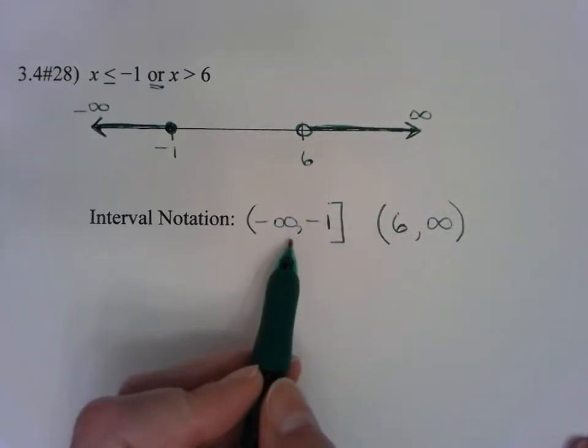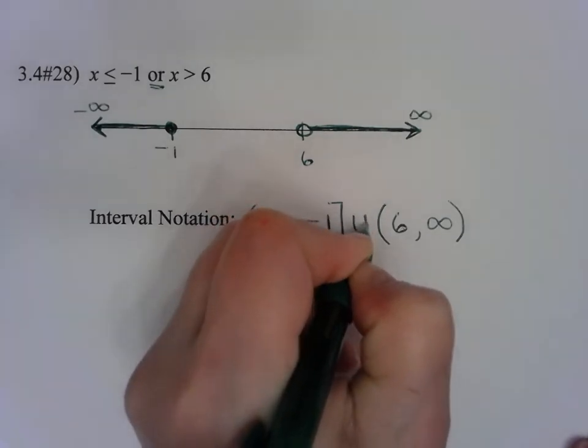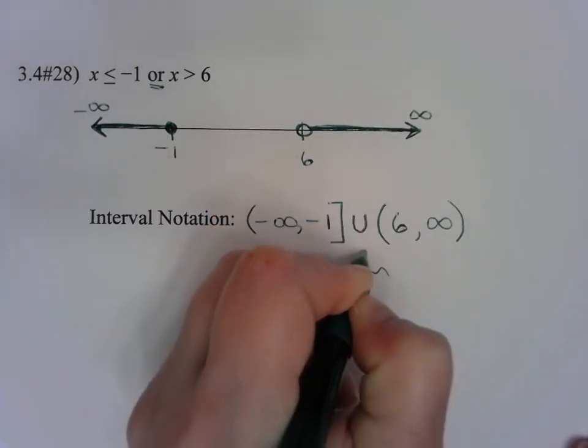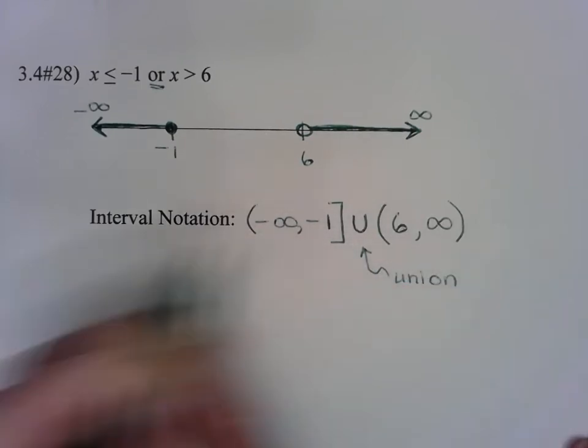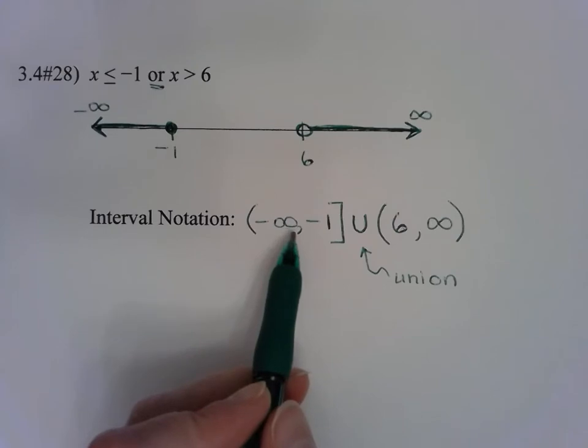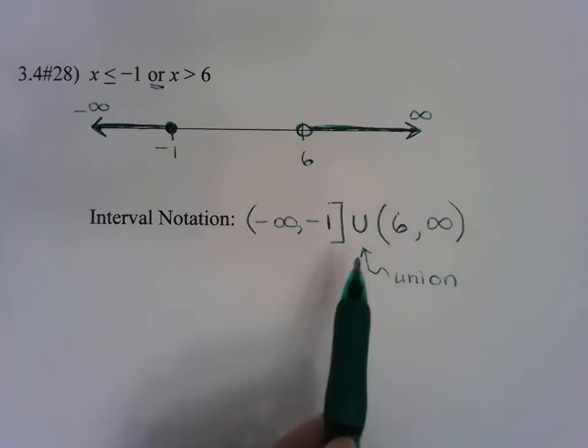If we have more than one piece, we connect them with what's called a union. So it just sort of looks like a U. But it is really a mathematical symbol that means I'm going to take the numbers in this group and the numbers in this group and put them into one big group.